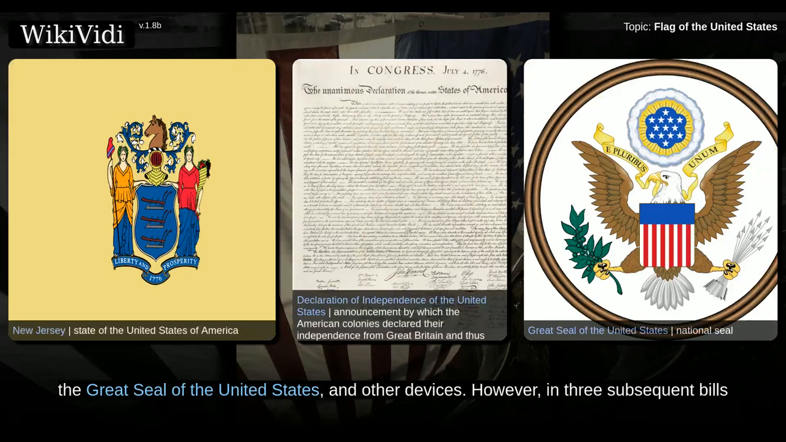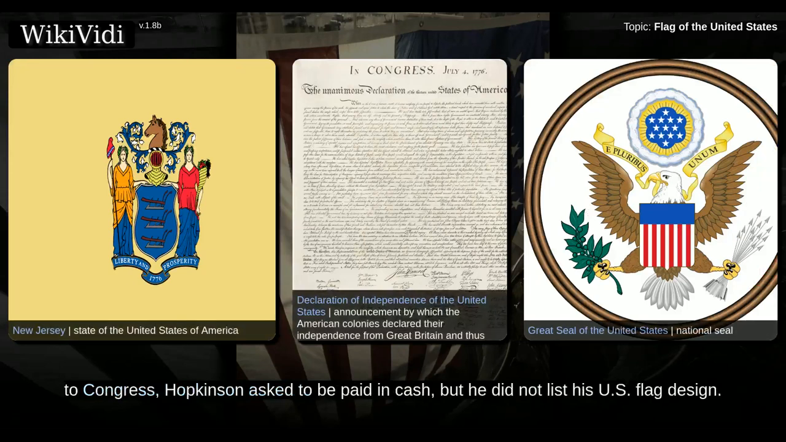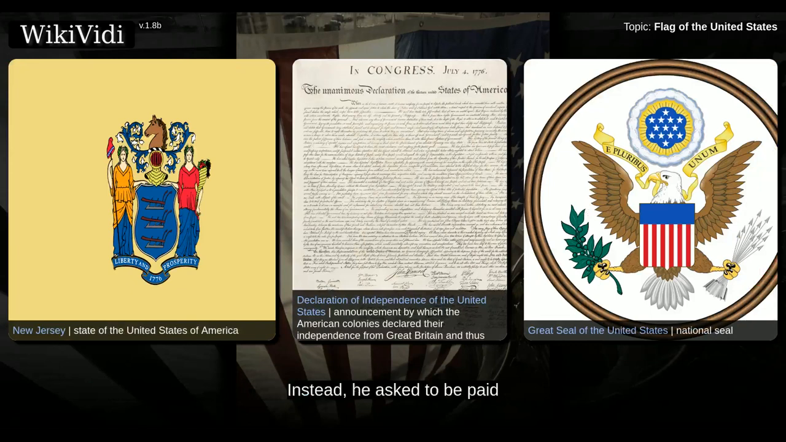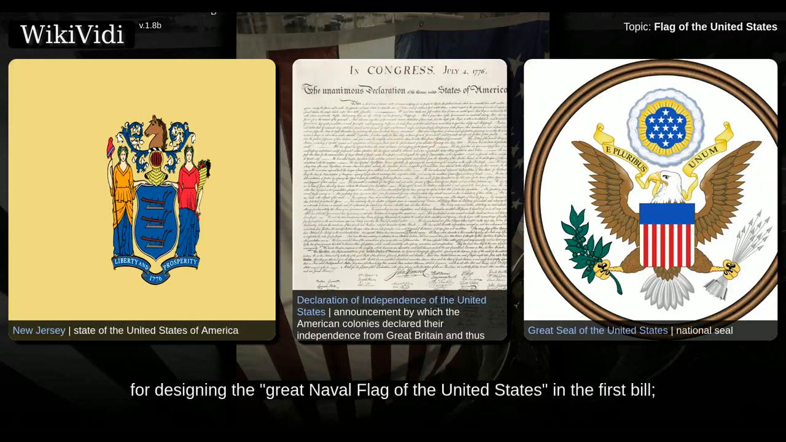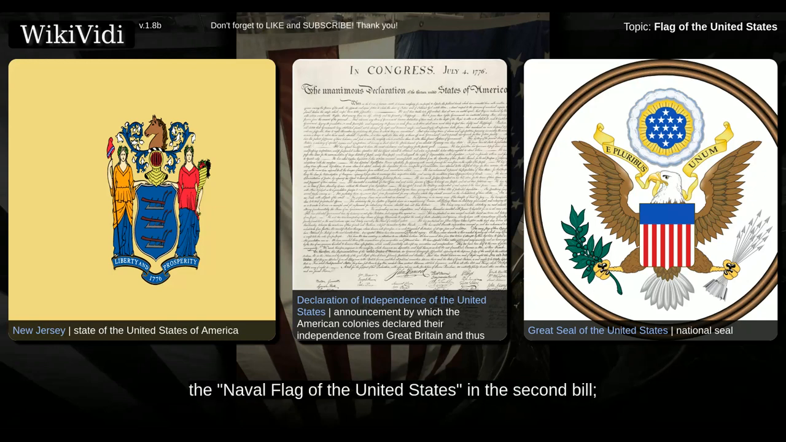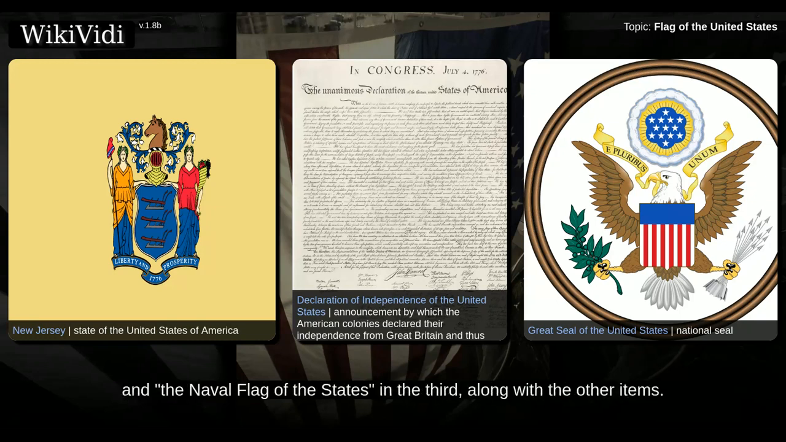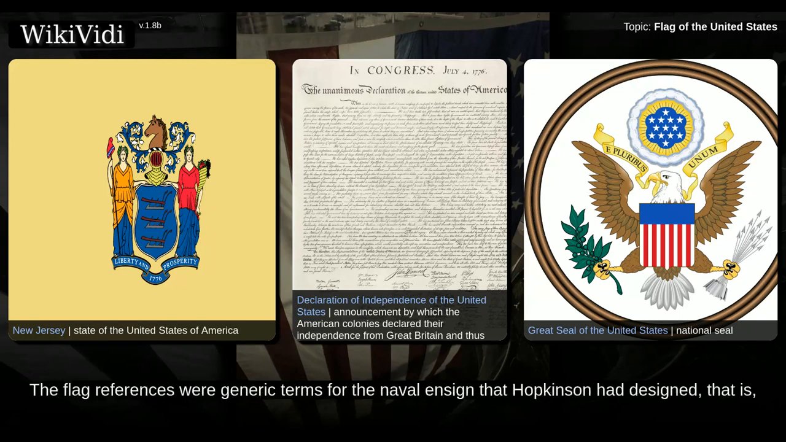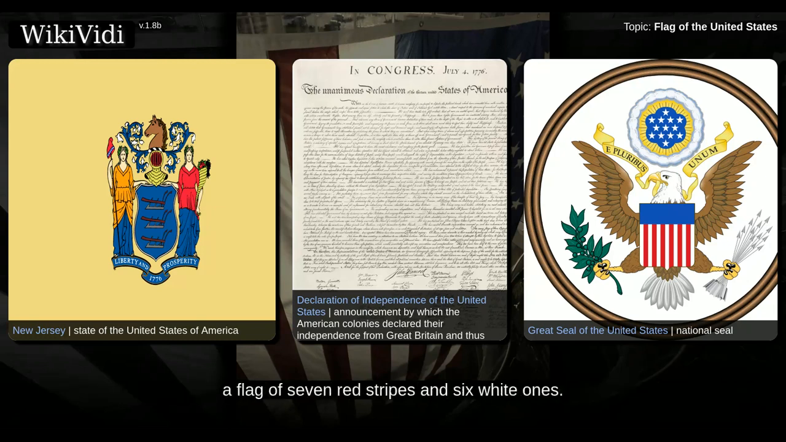However, in three subsequent bills to Congress, Hopkinson asked to be paid in cash, but he did not list his U.S. flag design. Instead, he asked to be paid for designing the Great Naval Flag of the United States in the first bill, the Naval Flag of the United States in the second bill, and the Naval Flag of the States in the third, along with the other items. The flag references were generic terms for the naval ensign that Hopkinson had designed, that is, a flag of seven red stripes and six white ones.